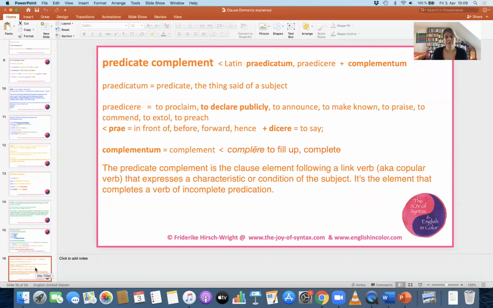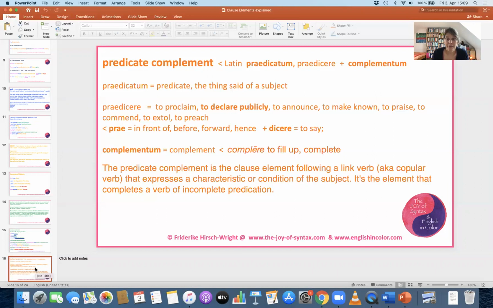Okay, a predicate complement. We have two Latin words in here, predicate and complement. Predicate comes from predicatum. Predicate is the thing that is said of the subject, and the word itself consists of two elements, the prefix prae, in front of, before, forward, and the verb dicere, to say. So praedicere means to proclaim and declare, and the predicatum is the thing that is said of the subject.